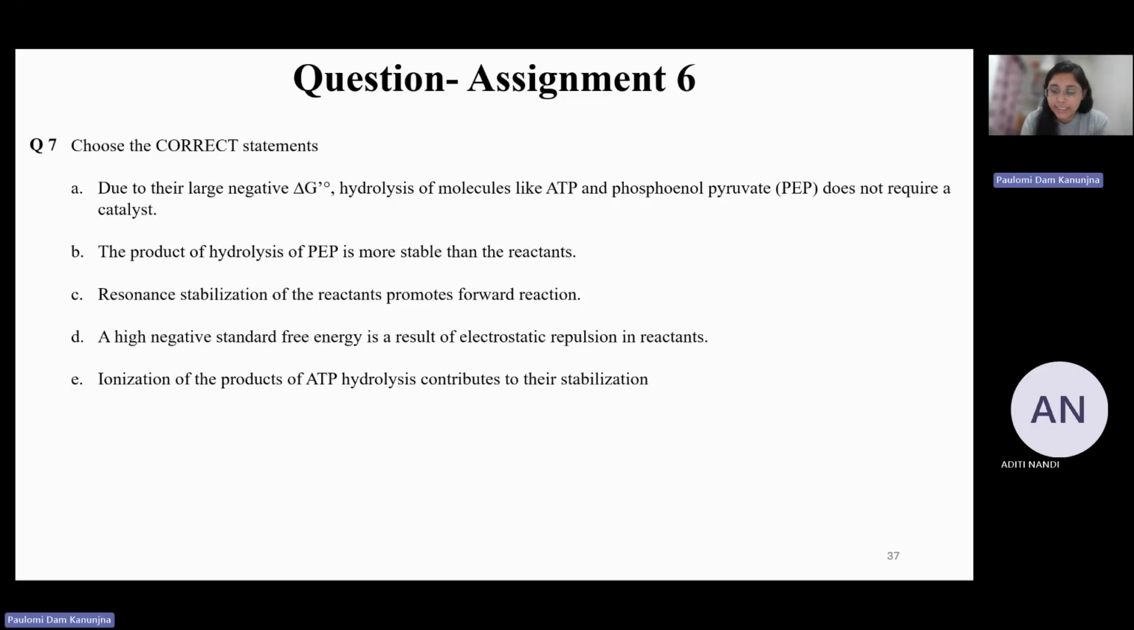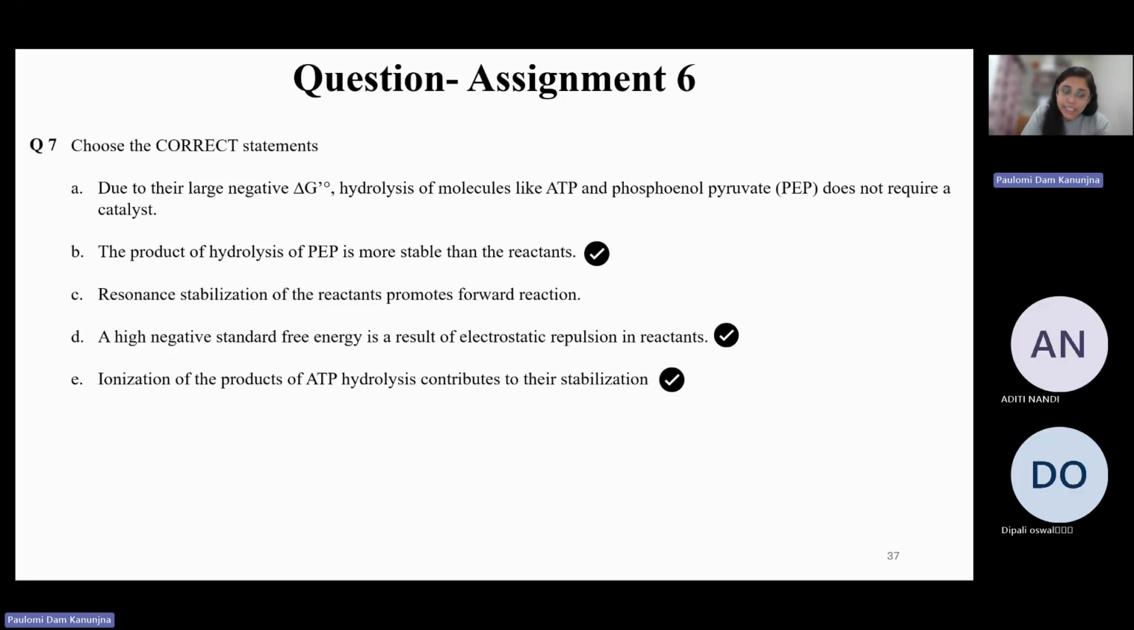Okay, so A and C are the only two which are incorrect. The others are correct. It's okay, it's not a problem. We'll see why. The first one says due to their large negative delta G, hydrolysis of molecules like ATP and PEP does not require a catalyst. Remember, we discussed that they are thermodynamically favorable, but that does not mean it will take place spontaneously. It is kinetically slow, and that's why you need enzymes, right? So you need a catalyst that brings down that activation energy.